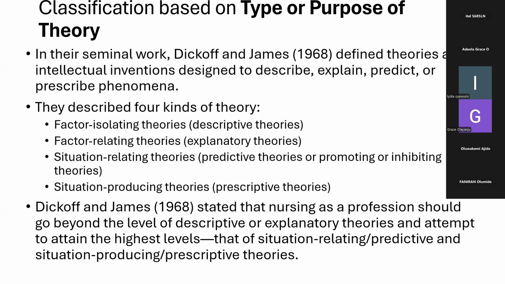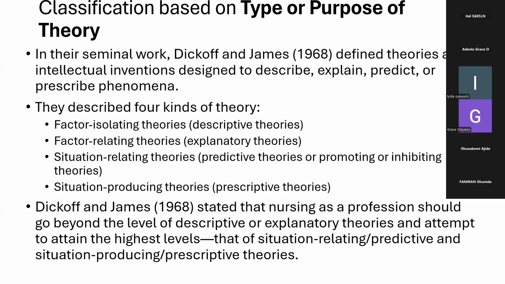When we do a scoping review, we use that to develop descriptive theories. We can do a literature review. We can do concept analysis just to describe certain concepts. We use that to build factor isolating theory. Now, for explanatory or factor relating, we explain how one variable is connected to another variable, and that is factor relating. We are relating one variable and connecting it with another variable, for example head injury and unconsciousness. Okay, that is factor relating.